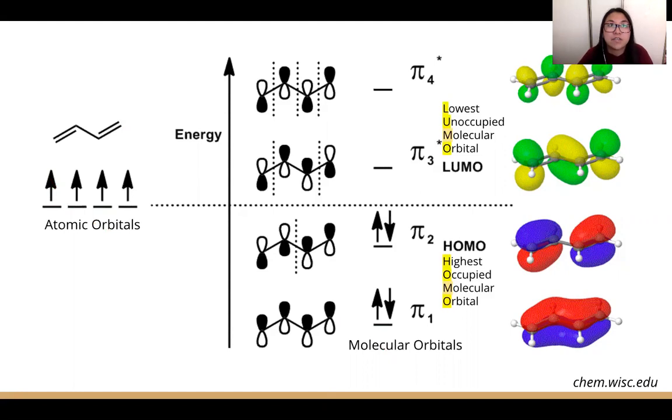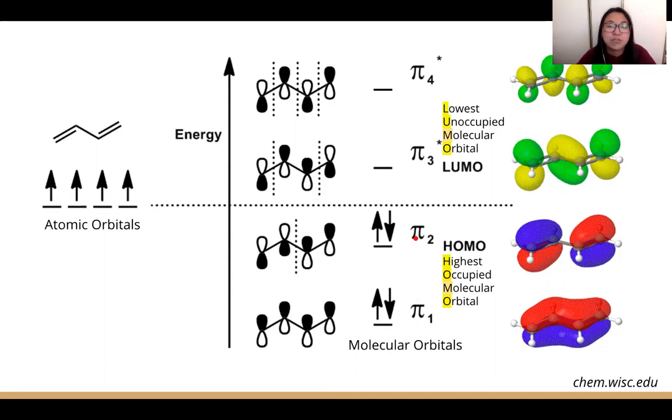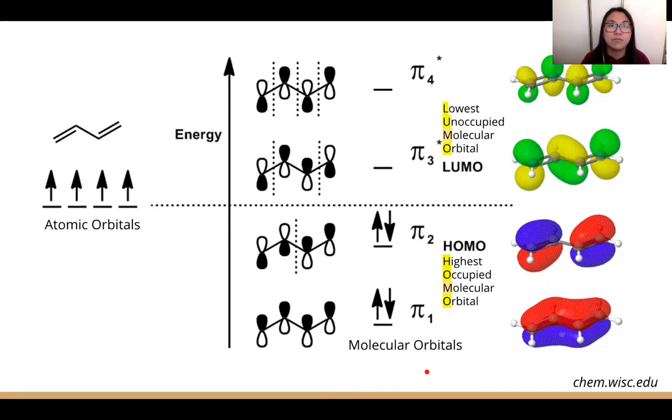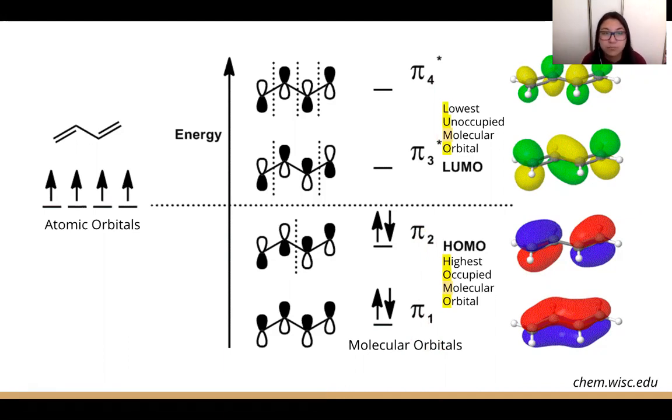Bonding is a stabilizing interaction, so those orbitals are going to be lower in energy than the atomic orbitals. That's depicted in pi 1 and pi 2. In this class, we don't use pi to depict the energy levels, but that's just what this diagram is showing. So just energy levels like 1 and 2. And then as you can see above the dotted line, we have 3 and 4, and these all have stars next to them. These are the anti-bonding orbitals, and anti-bonding orbitals are higher in energy than the atomic orbitals.